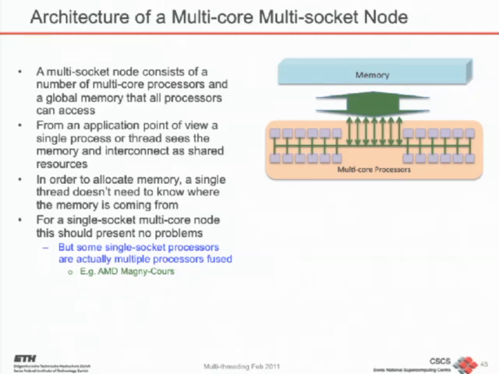A multi-socket node, you've got multi-core processors and what you consider to be a global memory, because all the threads that you're running on that node can see all of the memory. From an application point of view, it's a single view. And in order to allocate some memory, do a malloc or an allocate, you just go to the operating system and say, give me some memory. And you don't care where it comes from because you see it as being uniform.